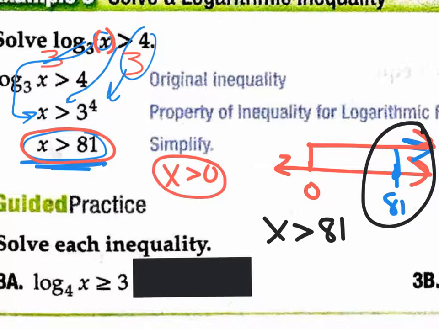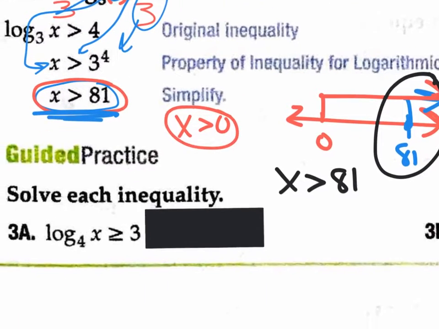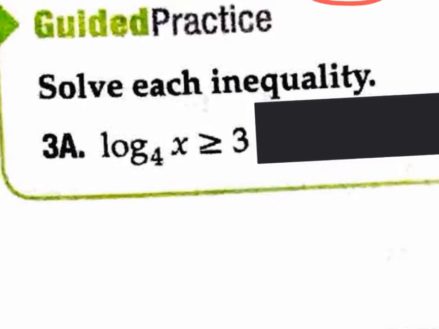Now, if for some reason this would have been x is less than 81, then the 81 would be less than, which would be going this way, and the 0 is greater than, so it would be an overlap piece in the middle, and you would have to write that as a compound inequality. Okay, you'd have to write that as a compound inequality. Let me show you what I'm talking about. Let's take a look at this example down here.